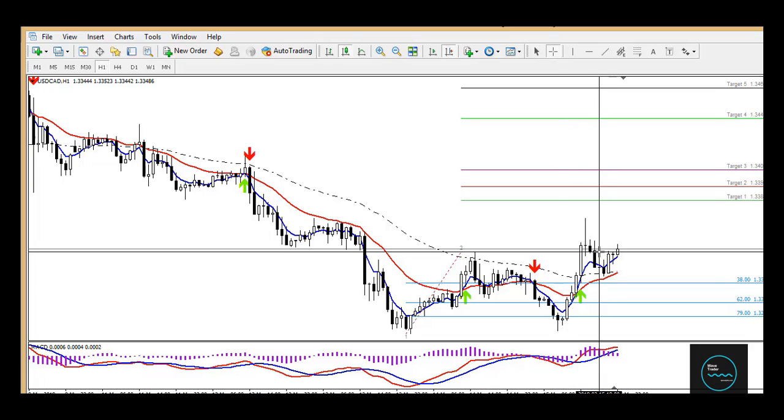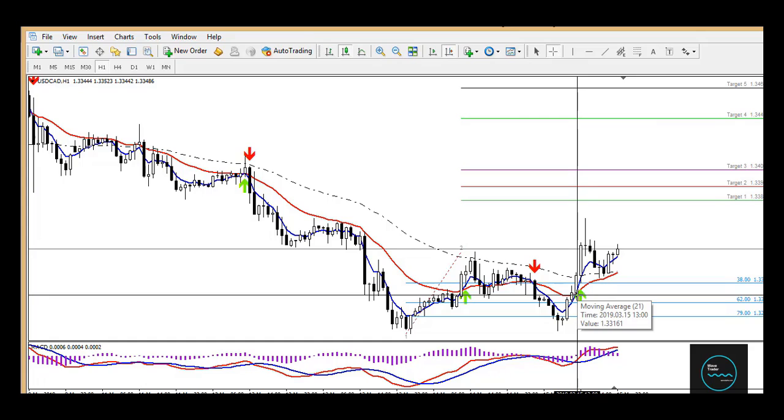Now if you had gotten in where the EMA is crossed here, from that point all the way to where price reached this level, this is about 54 pips. That's a good trade for a day.